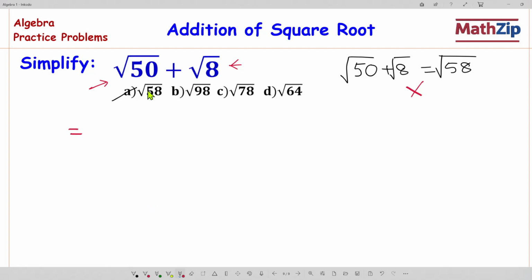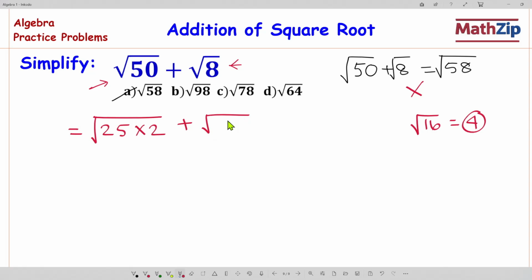First, look at this 50. We have to find a perfect square inside it. What does perfect square mean? Look, root 16 equals 4. This 4 is an integer. So this 50 we have to write as root of 25 times 2, plus this is root 8. This one we can write as 4 times 2.